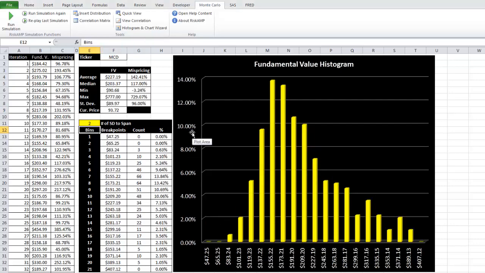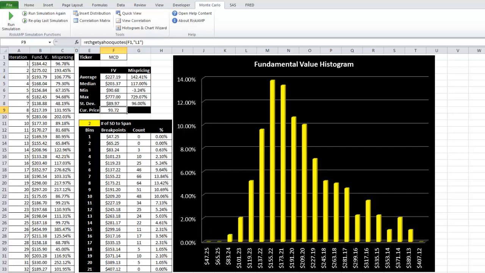And so you can see now it's cranked back through the 500 iterations for McDonald's. We see that the current price for McDonald's is $93.72. I'm getting an average fundamental value well above that. I'm getting a median fundamental value well above that. In fact, my minimum fundamental value is almost right at the current price. And so that right there is where the current price would be. Almost all of my discounted cash flows model iterations are giving me a fundamental value above that. That's a pretty strong signal.